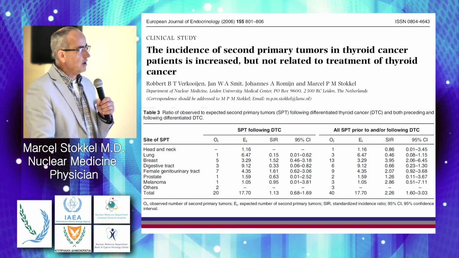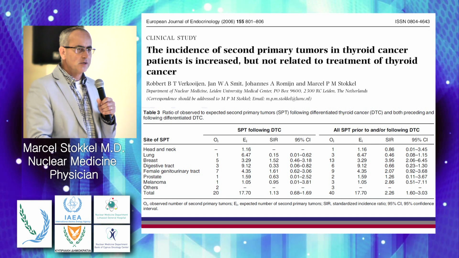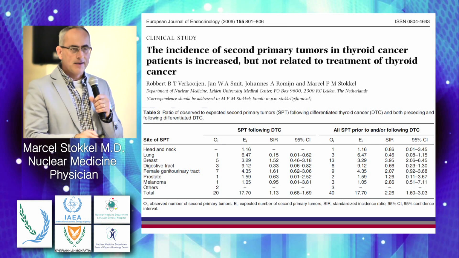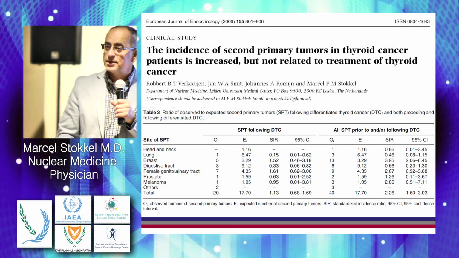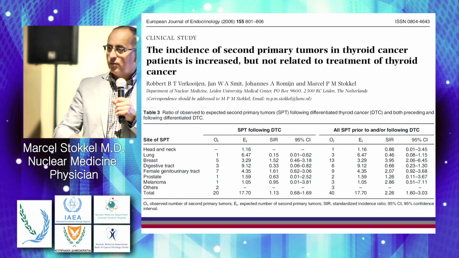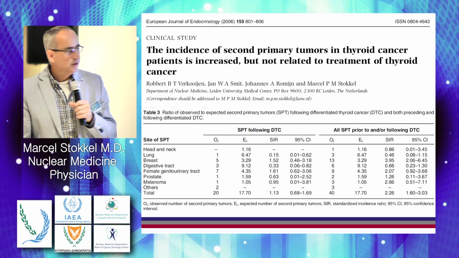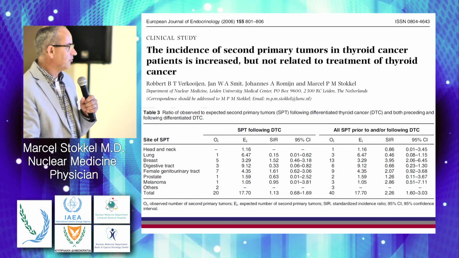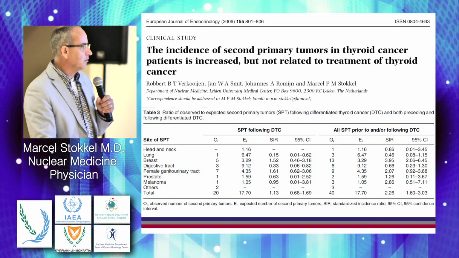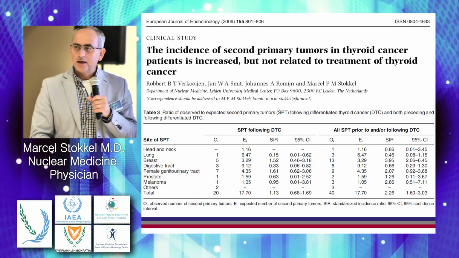When you combine, however, all primary tumors and second primary tumors together and then reanalyze the combination of thyroid cancer and other tumors, you see here, and that is really interesting, that there was a highly increased risk of breast cancer in the whole population.